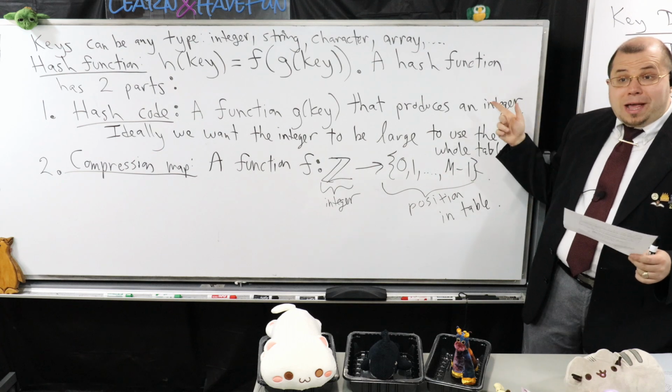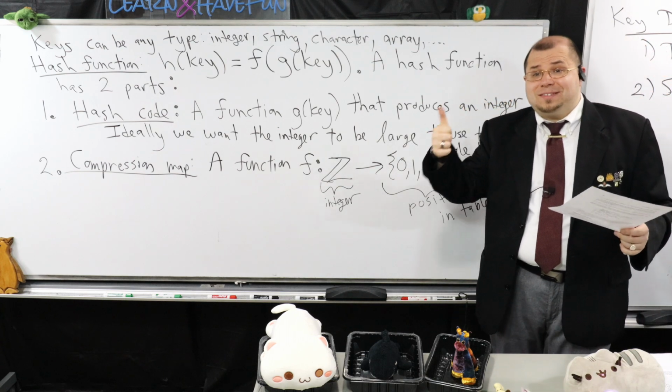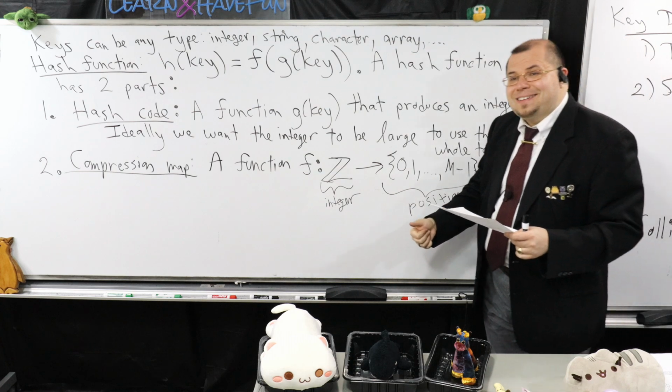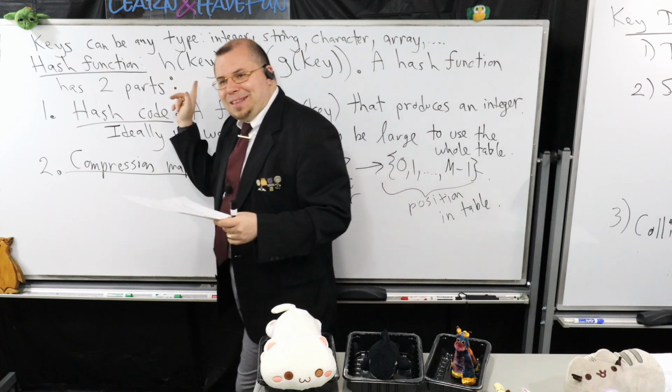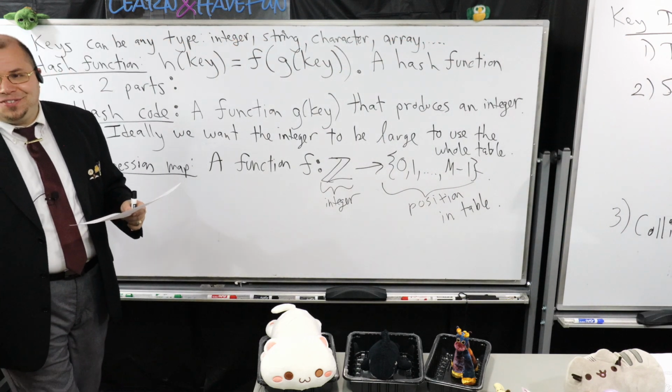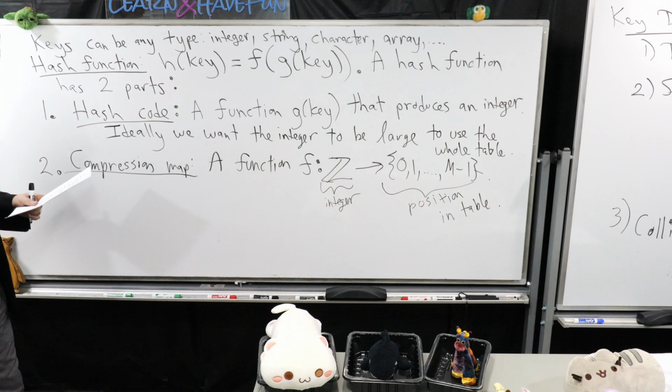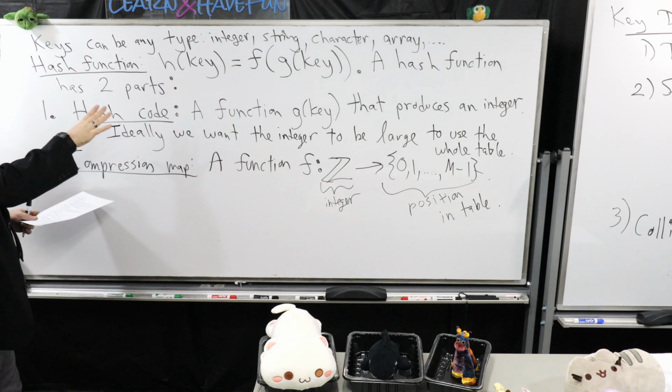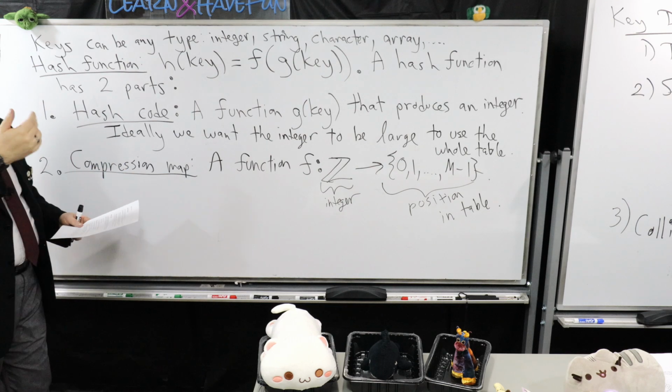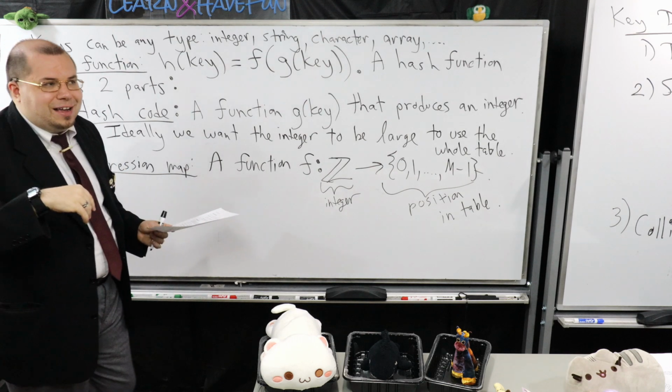Okay, are we okay with this definition? Give me a thumbs up if this is going okay so far. So that's the formal definition of a hash function. Just remember, the game in town is we come up with this hash code, and then all we have to do is try to make it fit within the confines of our table.